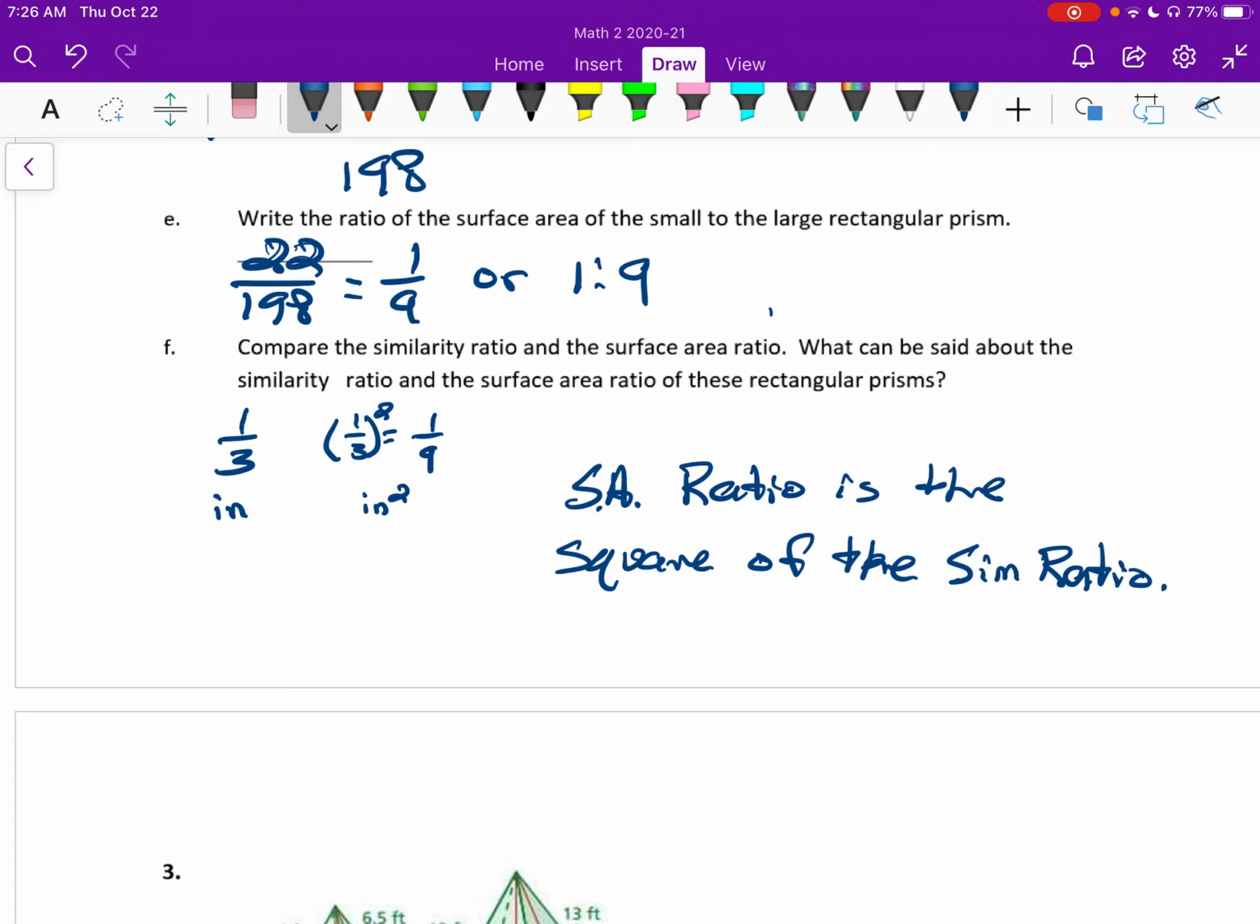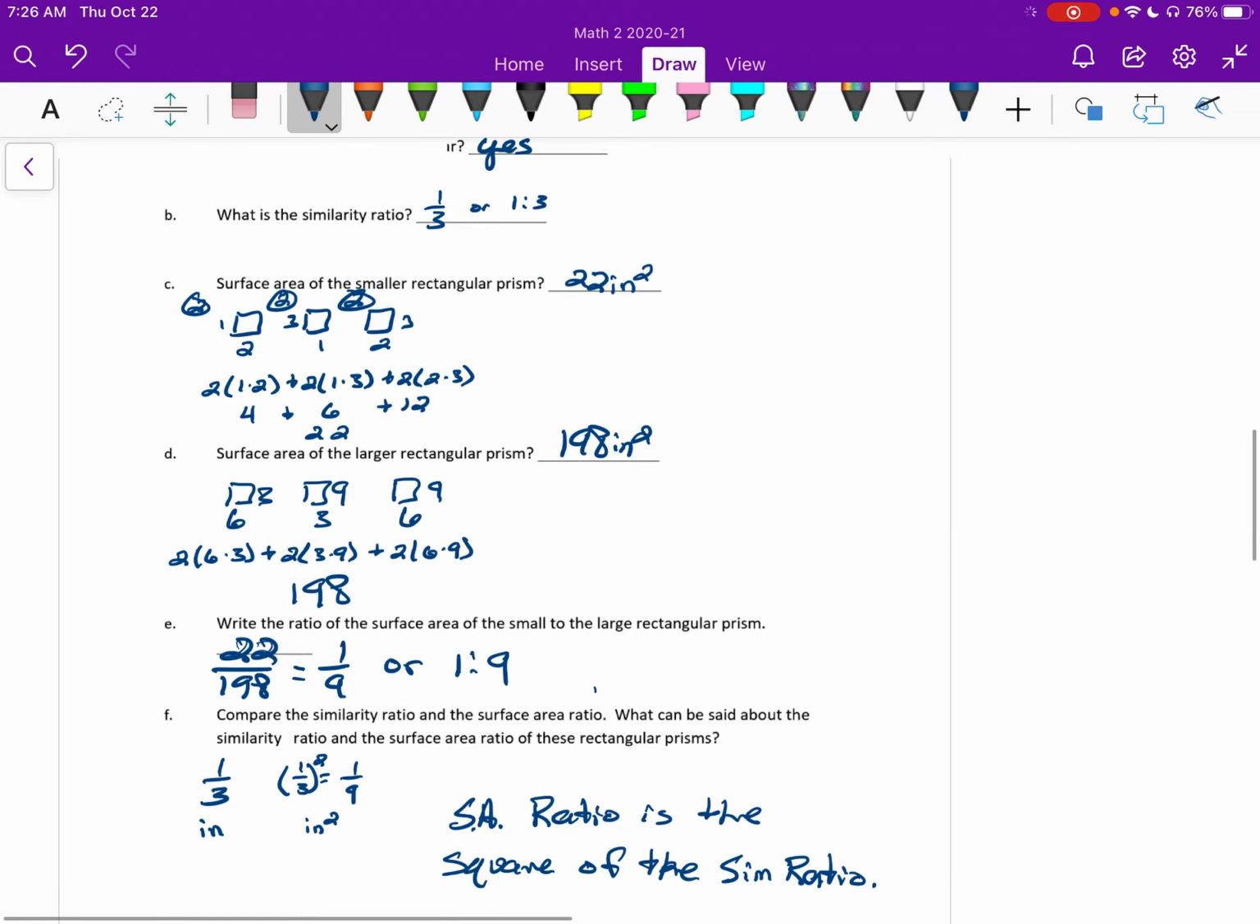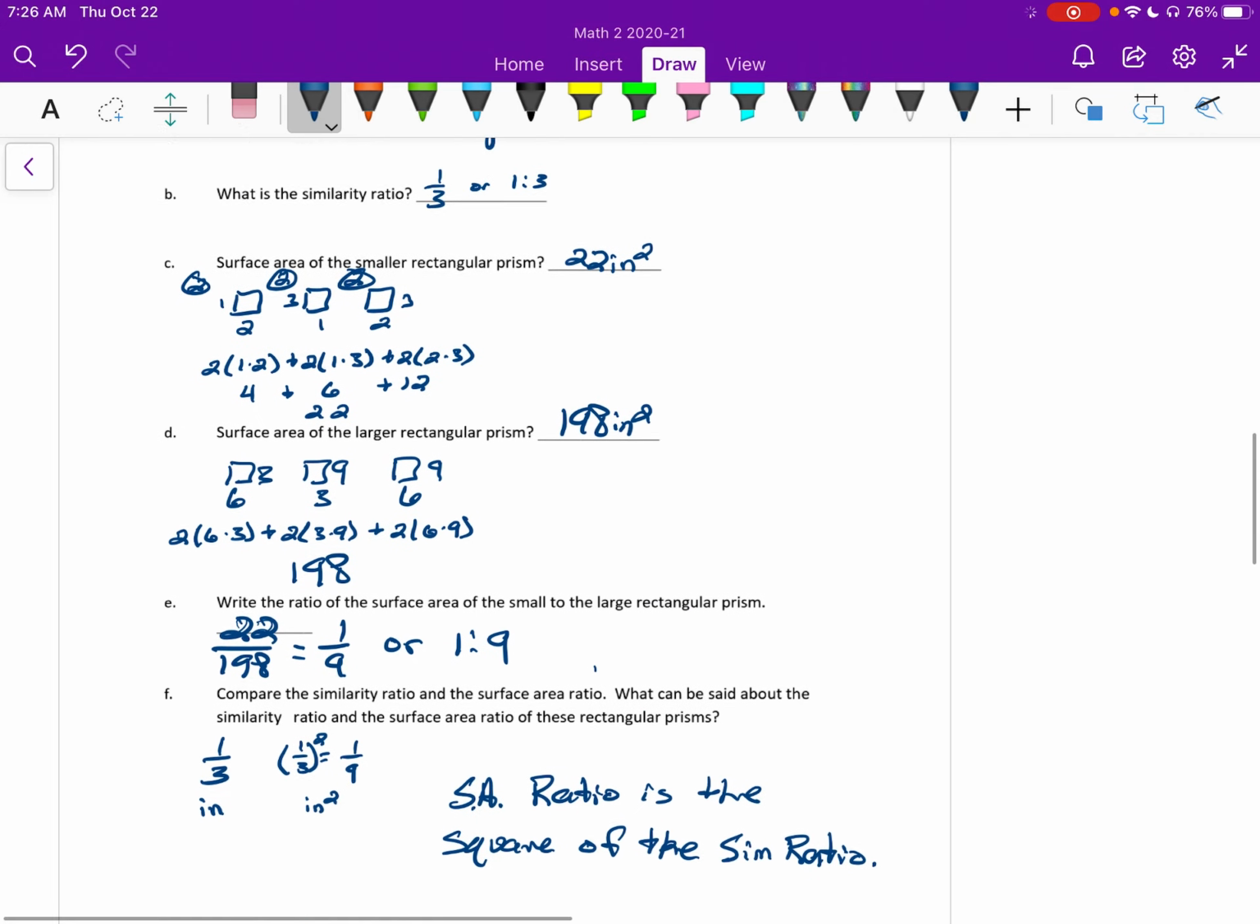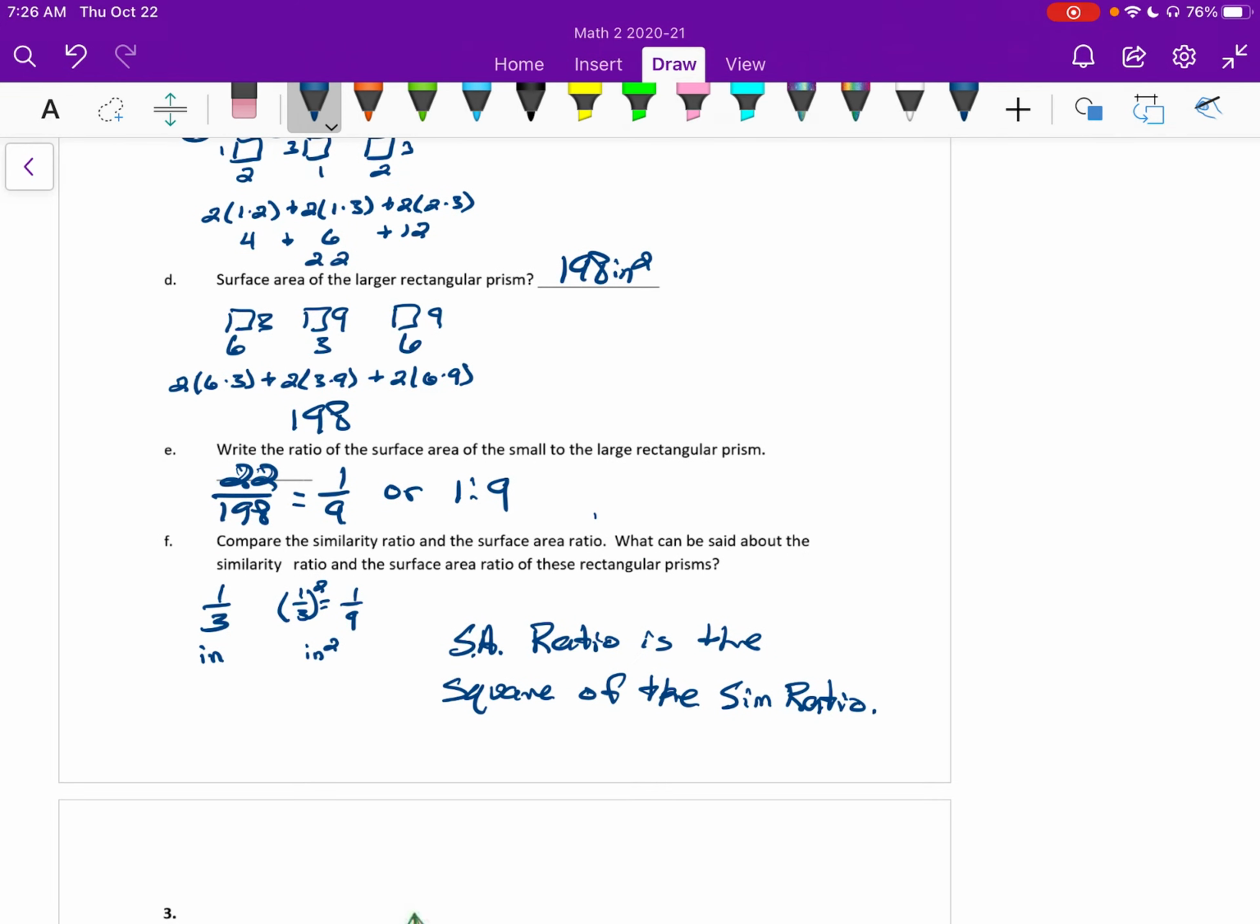Right? Just like before. So on that first page, on question number 1, because there's just one question per page, we talked about the area. Question number 2, we talked about the surface area. So surface area and area follow the same rule. Any kind of area ratio is the square of a regular similarity ratio.